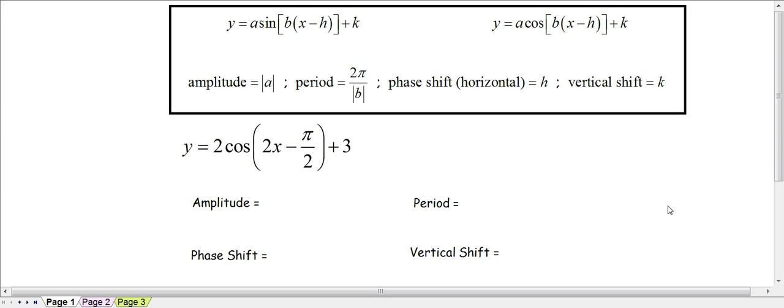Okay, in this example, we're going to graph the function y equals 2 cosine 2x minus pi halves plus 3. And the first thing we want to do is rewrite the function in the form y equals a cosine b times x minus h plus k. To do that, we're going to factor this number 2, the b, out from these two terms here.